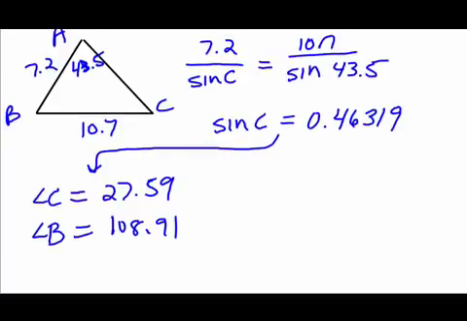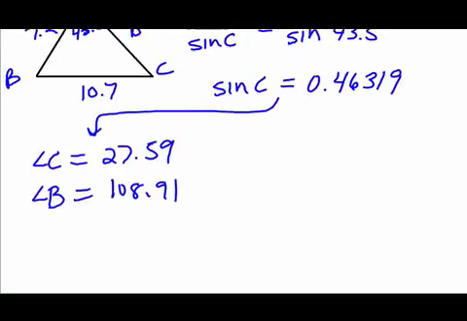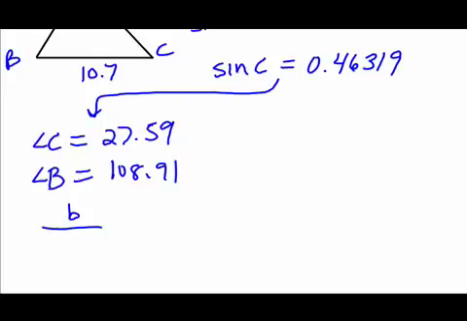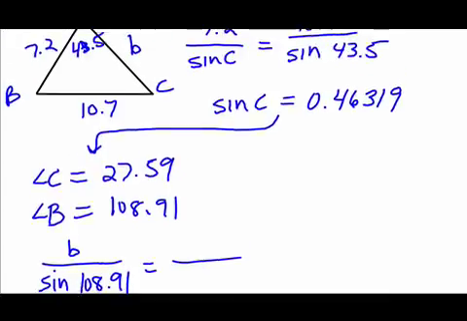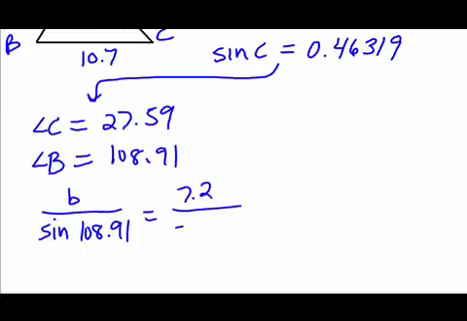Need to use the law of sines to find our missing side, and that missing side would be side B. So B over the sine of angle B, which we just found to be 108.91, equals, take your choice, pick a side, doesn't matter to me. You can pick 7.2 over the sine of angle C, which is 27.59. And when we solve that proportion, B is equal to 14.71.